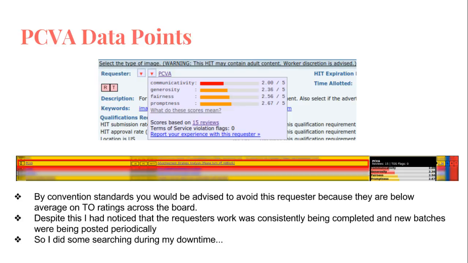So, as an aside, if you see something that says qualification and the pay is 0, don't bypass it. Dig in a little, see what it's all about. In this particular case, that's what I saw. I saw a PCVA and I saw the qual hit.